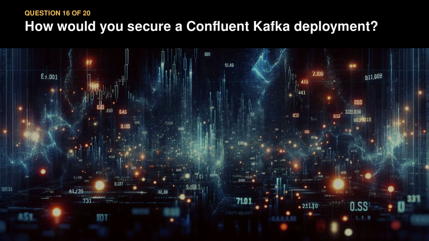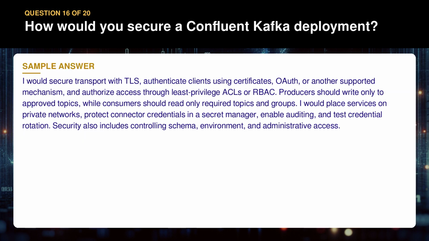Question 16. How would you secure a Confluent Kafka deployment? I would secure transport with TLS, authenticate clients using certificates, OAuth, or another supported mechanism, and authorize access through least privilege ACLs or RBAC. Producers should write only to approved topics, while consumers should read only required topics and groups. I would place services on private networks, protect connector credentials in a secret manager, enable auditing, and test credential rotation.